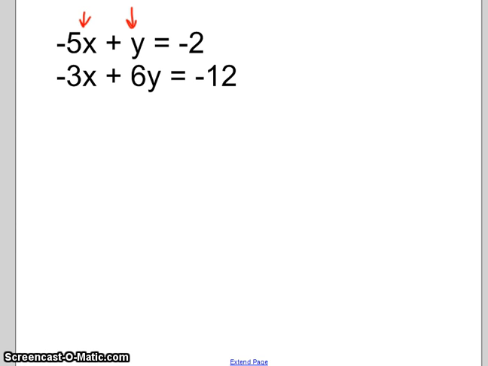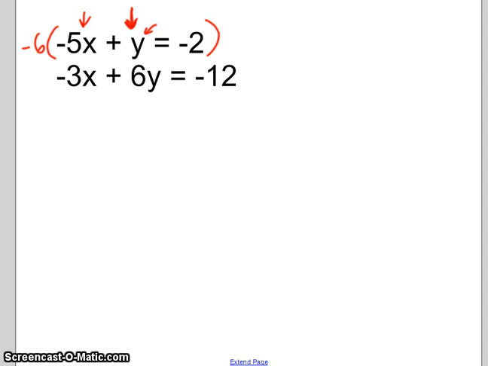Alright, so what I could do is I could change up the x's, okay, but I can't really multiply 3 by anything to get 5, or positive 5. Or I could change up the y's, this y here, to negative 6. And that would be easy. All I have to do is multiply it by negative 6. Okay, so what I'm going to do to this problem is multiply it by negative 6 in order to get this to be negative 6y.